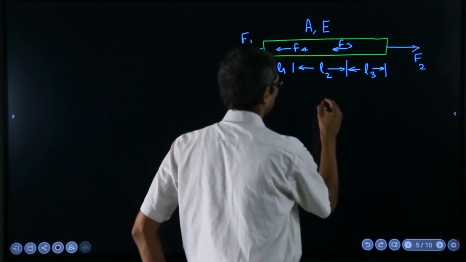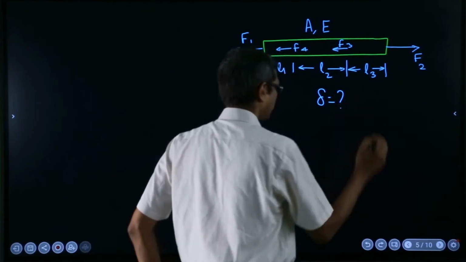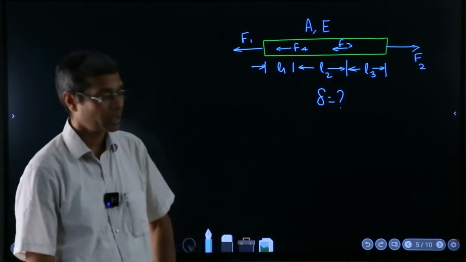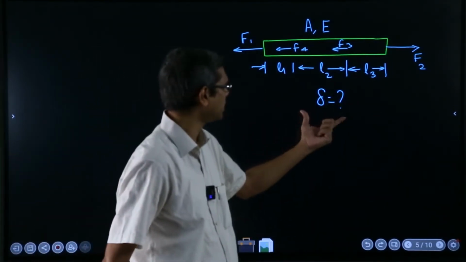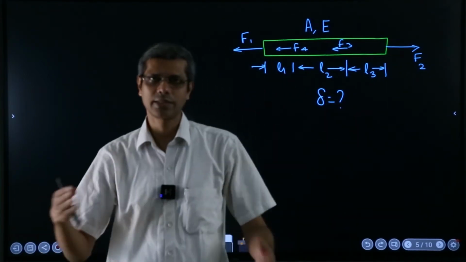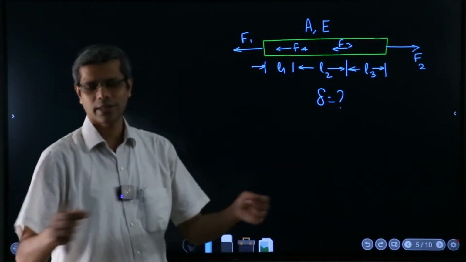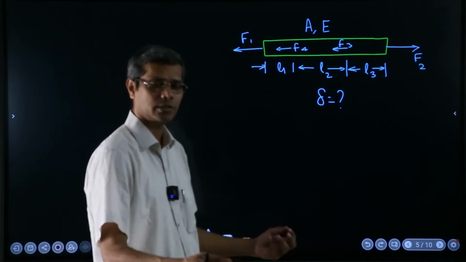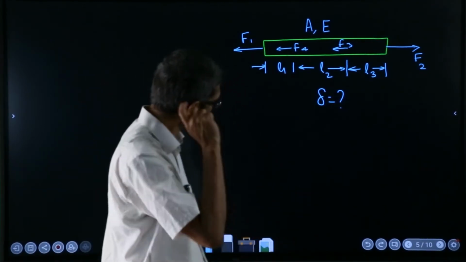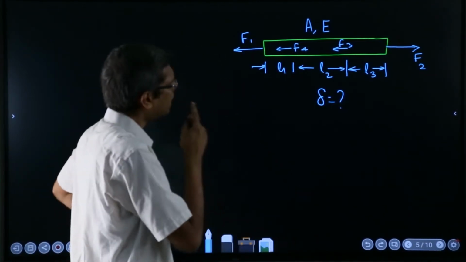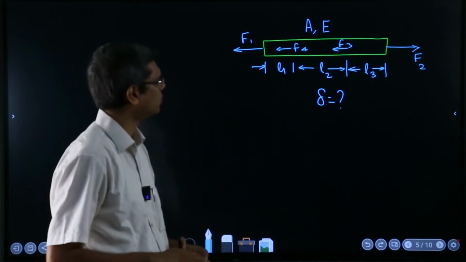Suppose you find out the complete elongation, because once you get the complete elongation, you can divide by the whole length, that is L1 plus L2 plus L3, and you will get the strain, in a way, the full strain if you want to calculate. Now, what is the strategy for solving this?